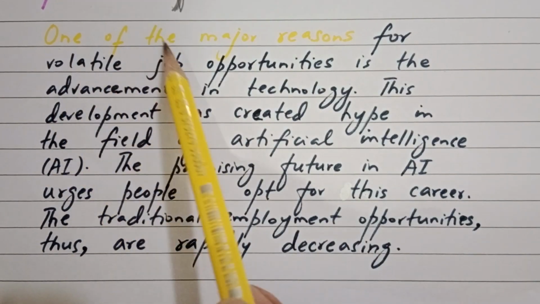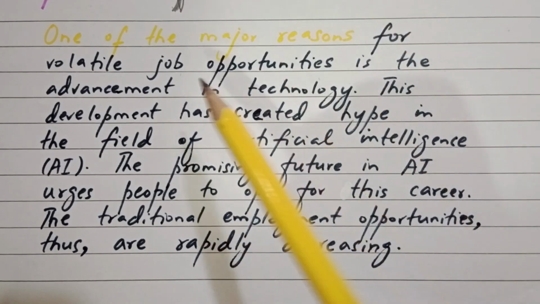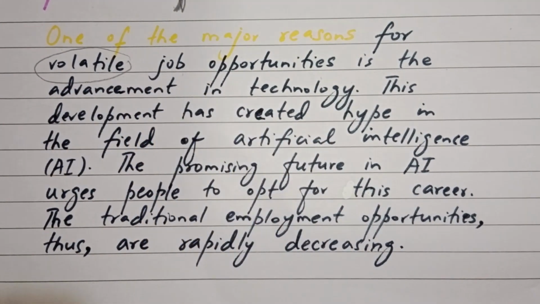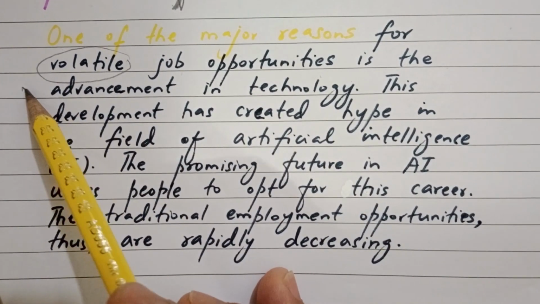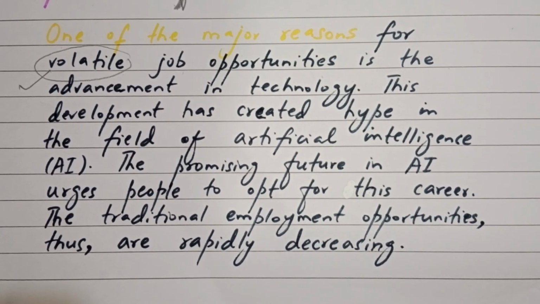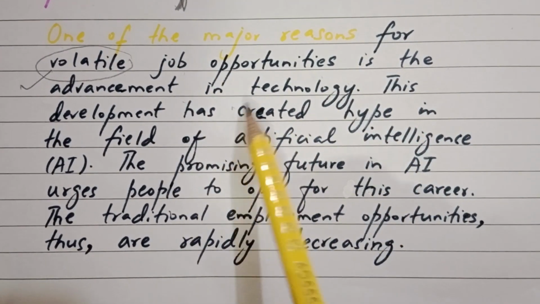It says, one of the major reasons for volatile job opportunities. See, I have used a synonym for changing job market or changing job opportunities. I have used the word volatile. It beautifies your IELTS writing task too when you use several synonyms rather than repeating those same words again and again. Volatile job opportunities is the advancement in technology.